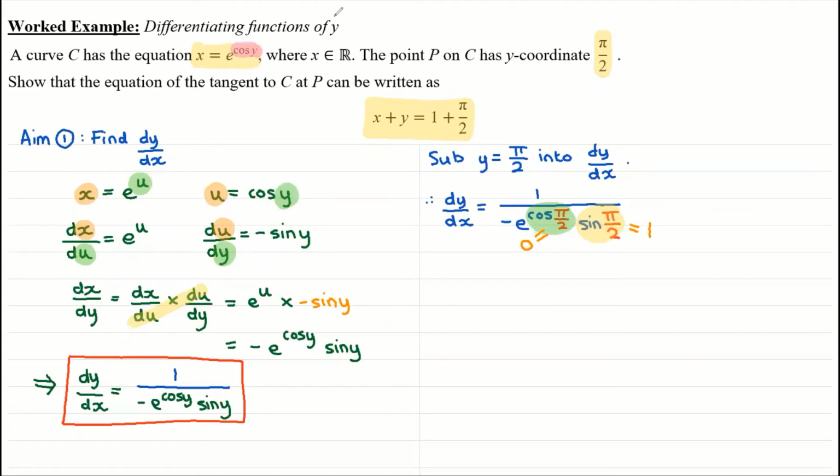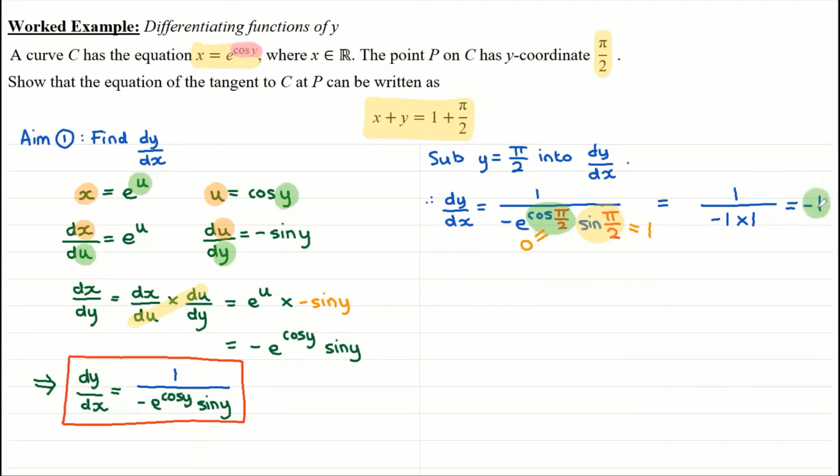Right, so if we just tidy that up a little bit, we're going to have 1 over, now it's negative, e to the power 0. Well, anything to the power 0 is, of course, 1. So there's no problem there. So that's going to be negative 1 multiplied by 1. So it's just going to be negative 1, isn't it? So that's the gradient of the curve at the point where the y-coordinate is pi over 2. So that's an important number that we've just figured out.